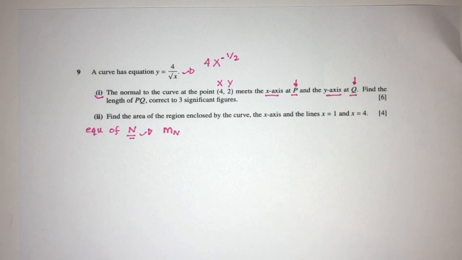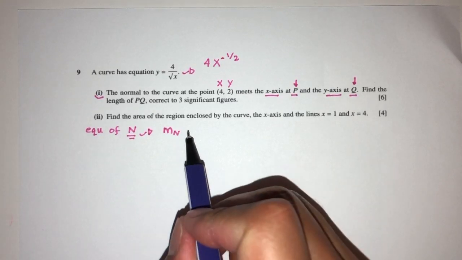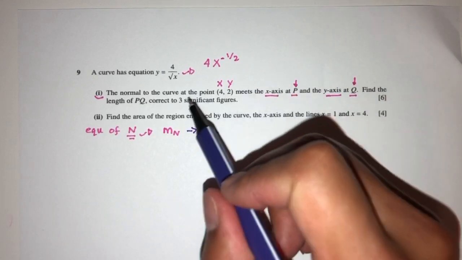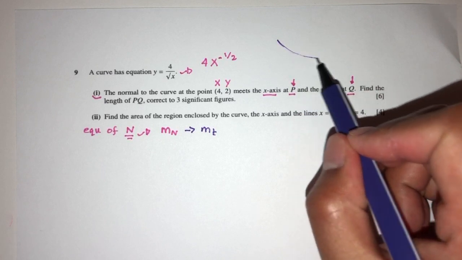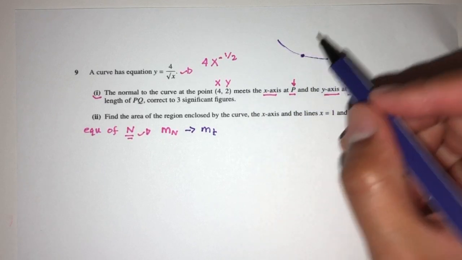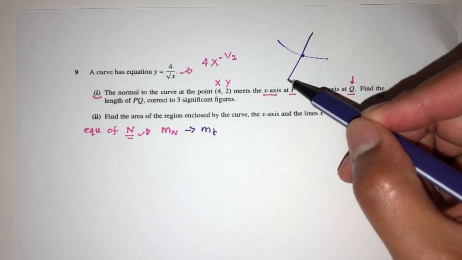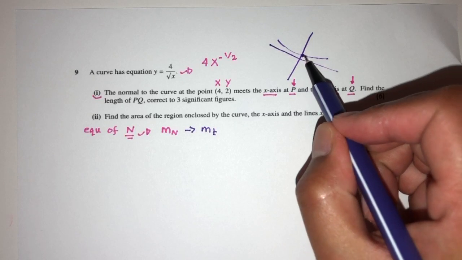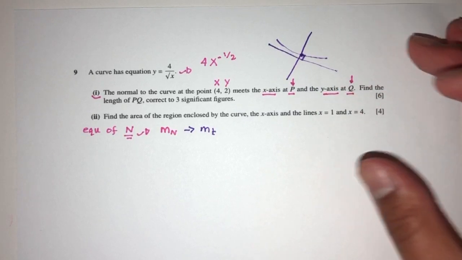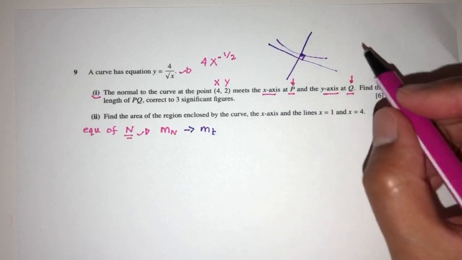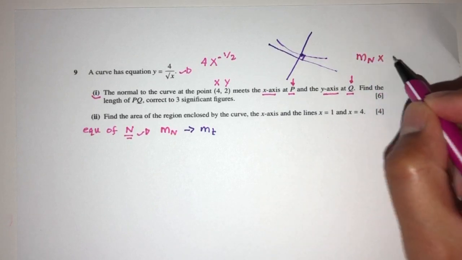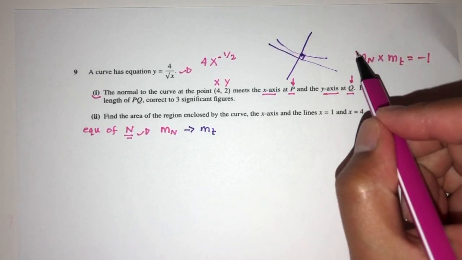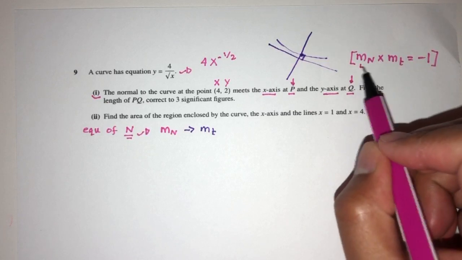As always, the gradient of the normal and the gradient of the tangent are related. We understand that, for example, here we have a curve. Let's say the curve is in this shape, and the point is here, (4, 2). The normal will be a line in this direction, for example, and the tangent will be a line at 90 degrees to it. I don't think it's a good drawing, but you get the idea. This is their relationship. So we know that the gradient of the normal multiplied by the gradient of the tangent has to be minus 1.